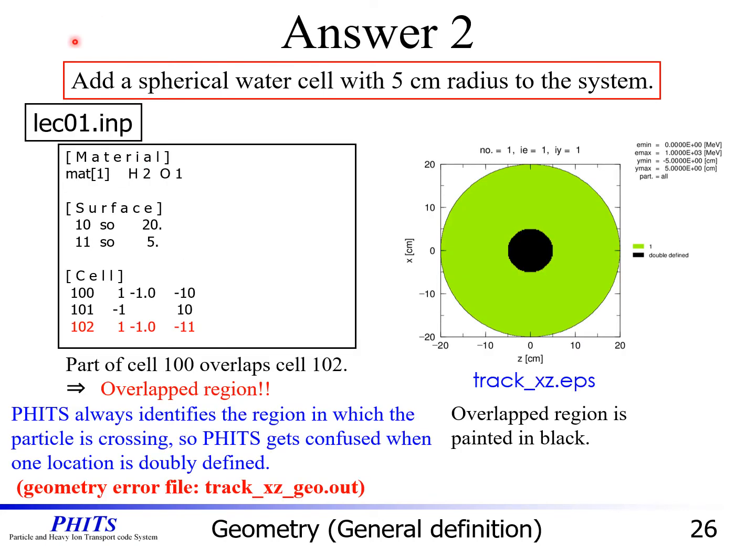If you defined the cell 102 like that, you obtained the result as shown here. This is because part of cell 100 overlaps cell 102. The overlapped region is painted in black. This is one of the typical errors in cell definition. PHITS always identifies the region in which the particle is crossing, so PHITS gets confused when one location is doubly defined.